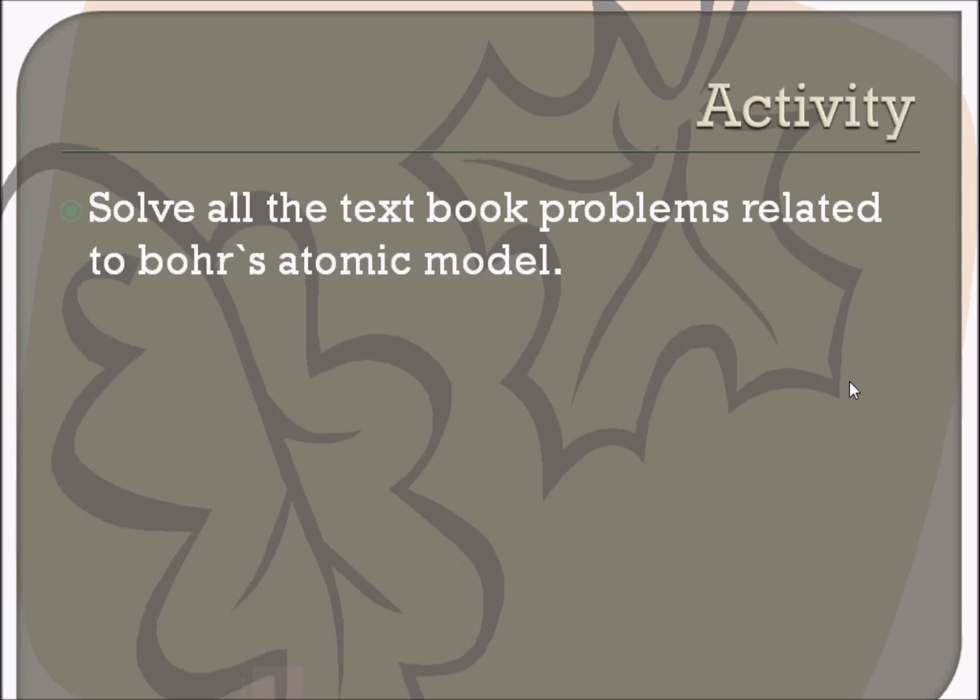So now let's have some activity. You just have to solve all the textbook problems related to Bohr's atomic model. That is, you can make all the electronic configurations of at least the first 20 elements, so that it will be more easy and more effective for you to understand the whole topic.